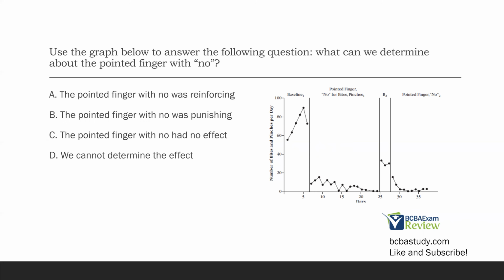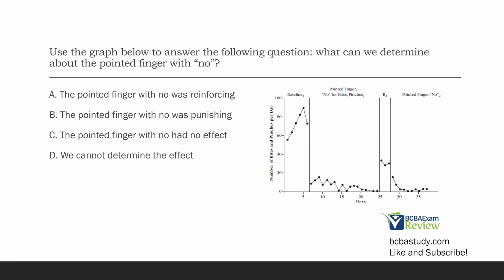The question wants to know, what can we determine about the pointed finger with no? If we look at our graph, the pointed finger with no is our intervention, right? We have baseline. Our number of bites and pinches per day is quite high. We then introduce the what? The pointed finger with no, and what happens? Well, our number of bites plummets. We reverse it. Our number of bites increases slightly. We reverse it again. And what happens? Bites go down again, right?